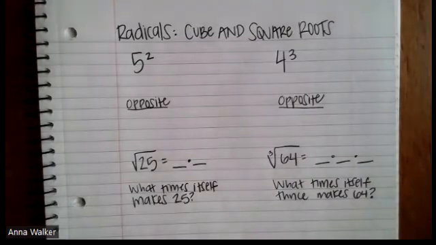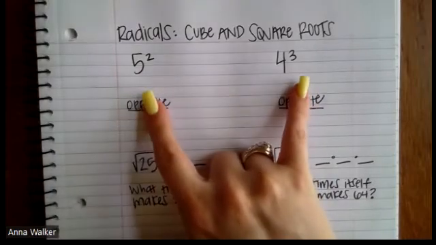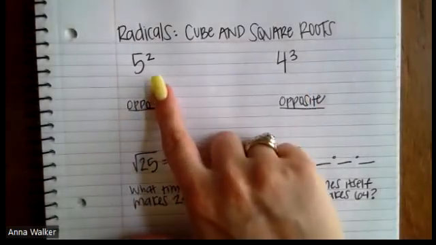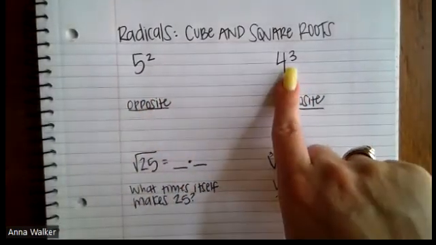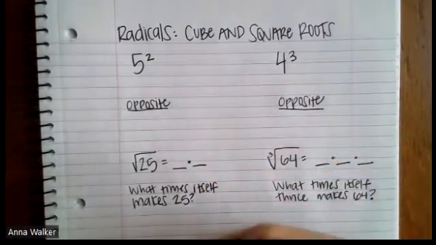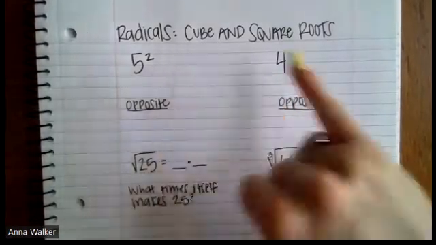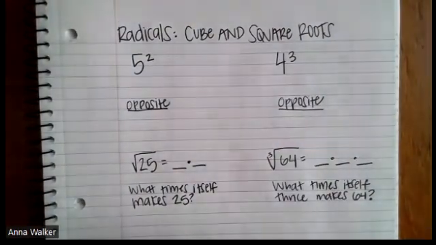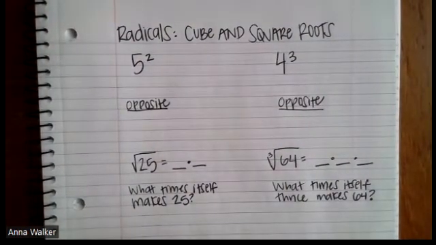So if this is your second time watching the video, go ahead and take a pause and copy what you see down on the screen. Okay, so you'll notice at the top of the page, we have two exponents. We have 5 to the power of 2 and 4 to the power of 3, okay? Anytime we have an exponent to the power of 2 and anytime we have an exponent to the power of 3, they have their own unique specific names.